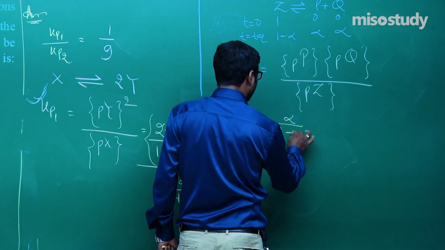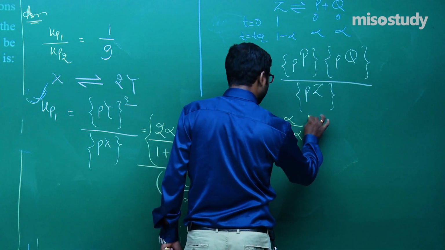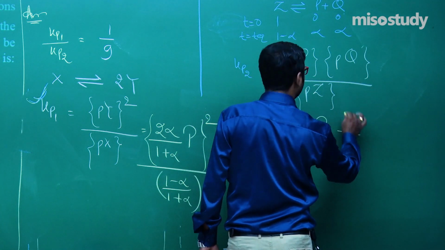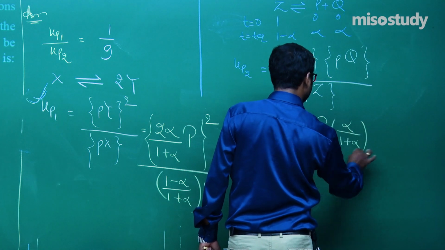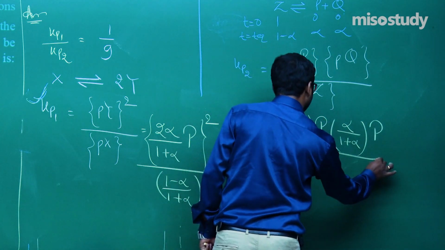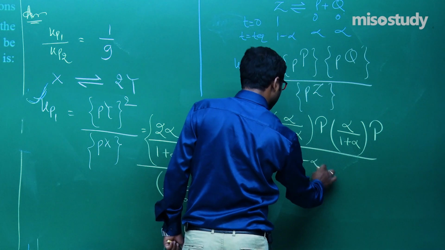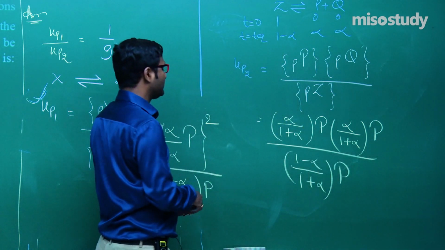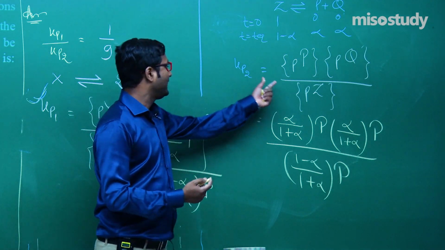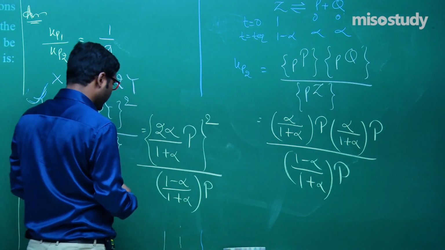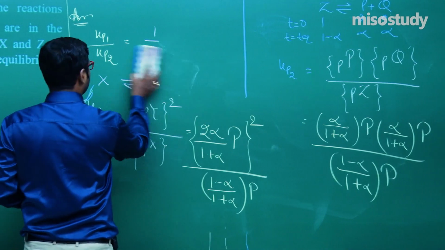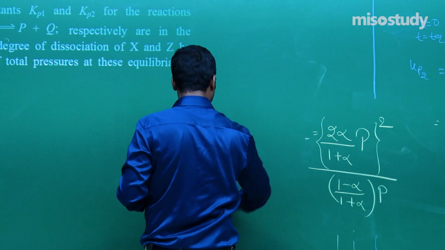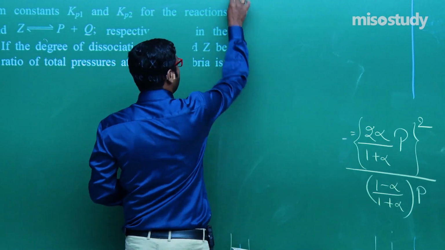Clear? Now put here 1 plus alpha, then into capital P, then for this alpha upon 1 plus alpha into capital P upon 1 minus alpha upon 1 plus alpha into capital P. This is the expression for Kp1 and Kp2. Look at, move very slowly because this is one of the important steps. You cannot miss out one step. Now what to do?